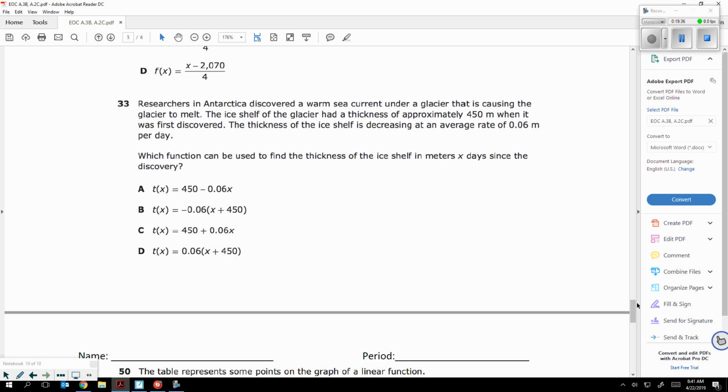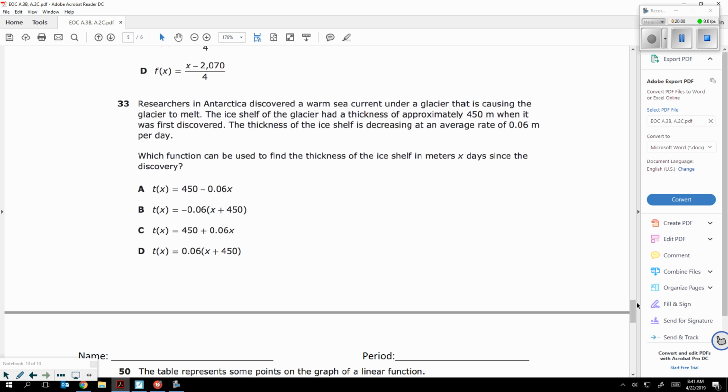So the researchers in Antarctica discovered a warm sea current under a glacier that is causing the glacier to melt. The ice shelf of the glacier was approximately 450 meters thick when it was first discovered. The thickness of the ice shelf is decreasing at an average rate of 0.06 meters per day. Which function can be used to find the thickness of the ice shelf in meters, x days since the discovery?